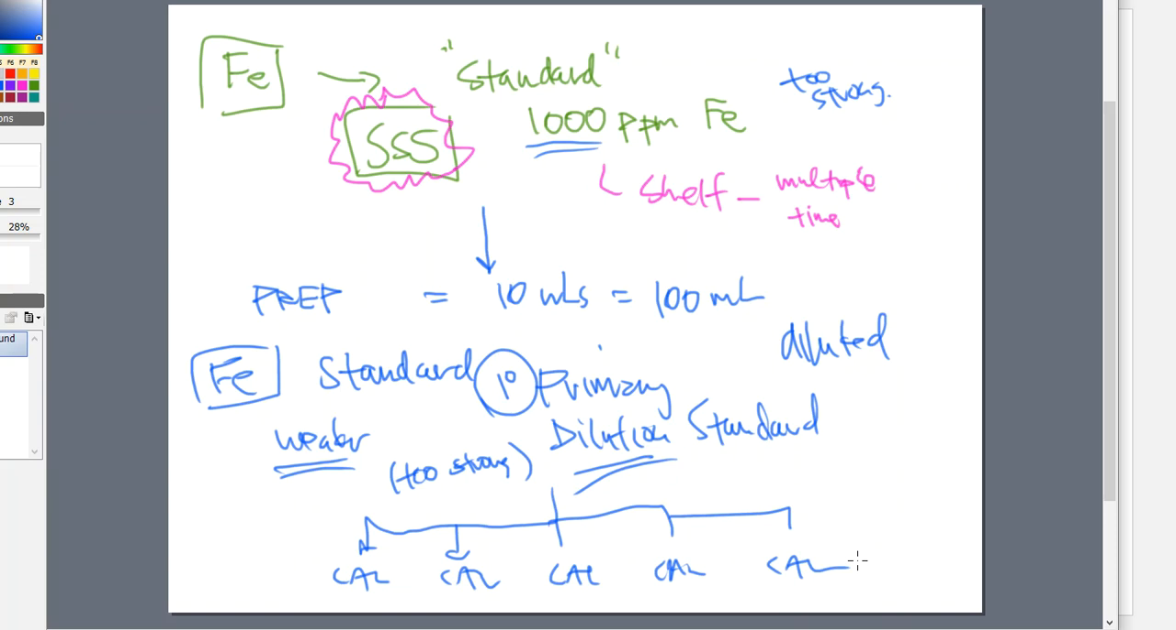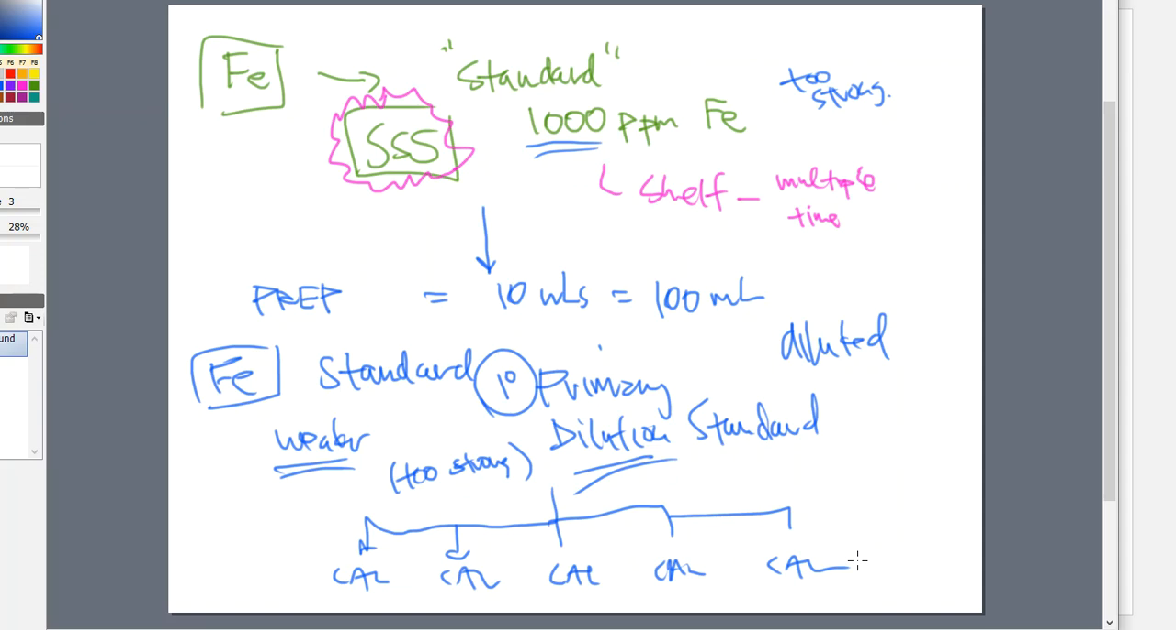So the standard stock solution or stock standard solution, this is the original. We ordered it very high purity. We get it into our lab. That is way too strong for almost everything. And then we take some of that and dilute it down, make it weaker, but it's still too strong. So that is our primary dilution standard, our PDS.